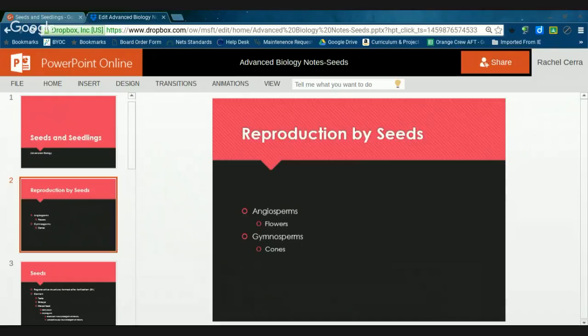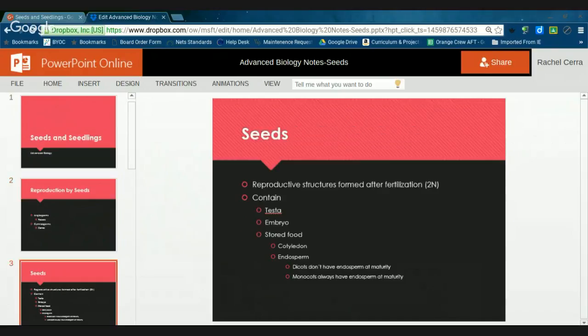Two major groups that reproduce by seeds are going to be the angiosperms through their flowers, and then the gymnosperms through their cones. So they're going to have the seeds embedded within their cones. So two major plant groups that produce and reproduce by seeds would be these guys.